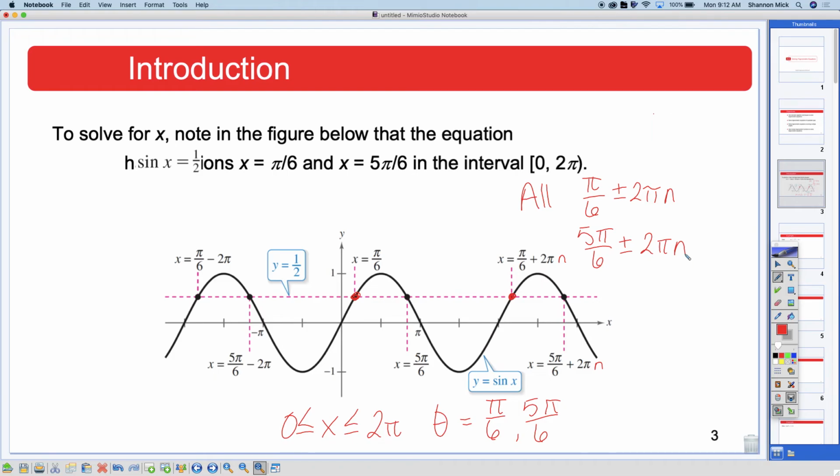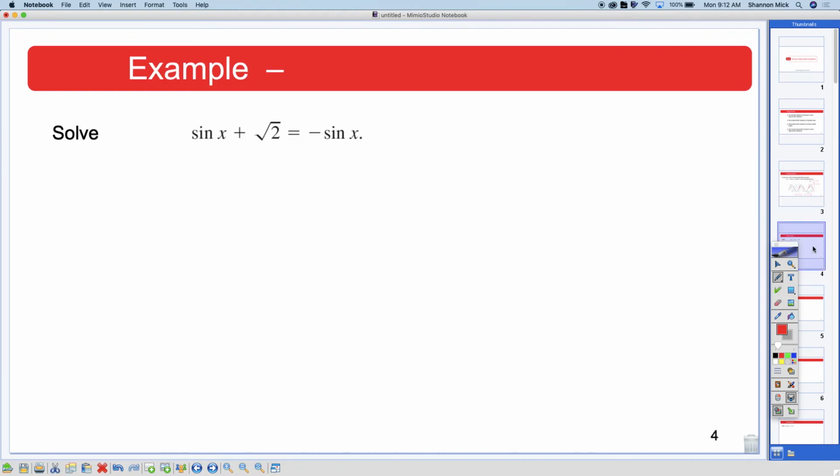That's the period, yes? If it was tangent, would it be 2 pi? What's the period on tangent? It's only pi, isn't it? Because it's pi between the asymptotes. So it would be plus pi n. So it's just the period changing. So let's get to this.